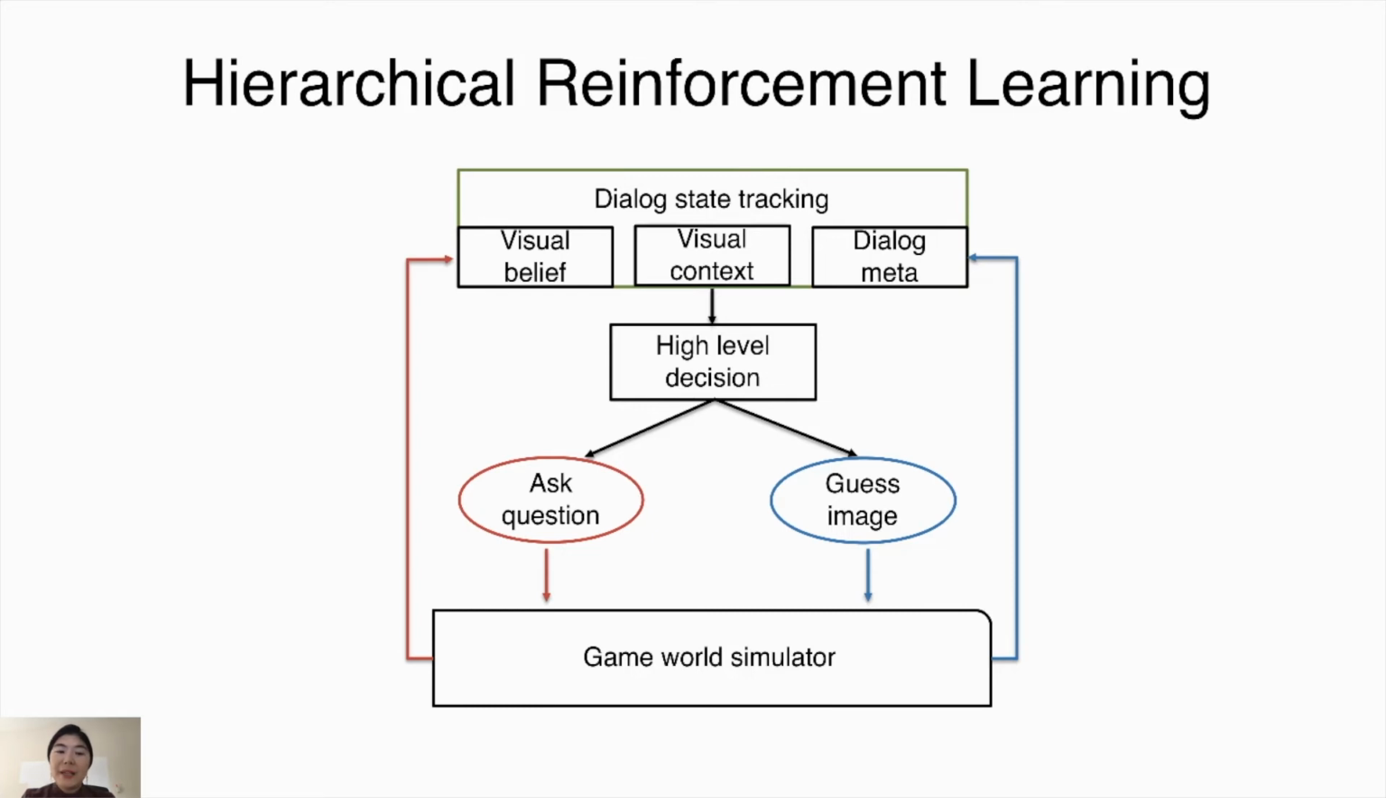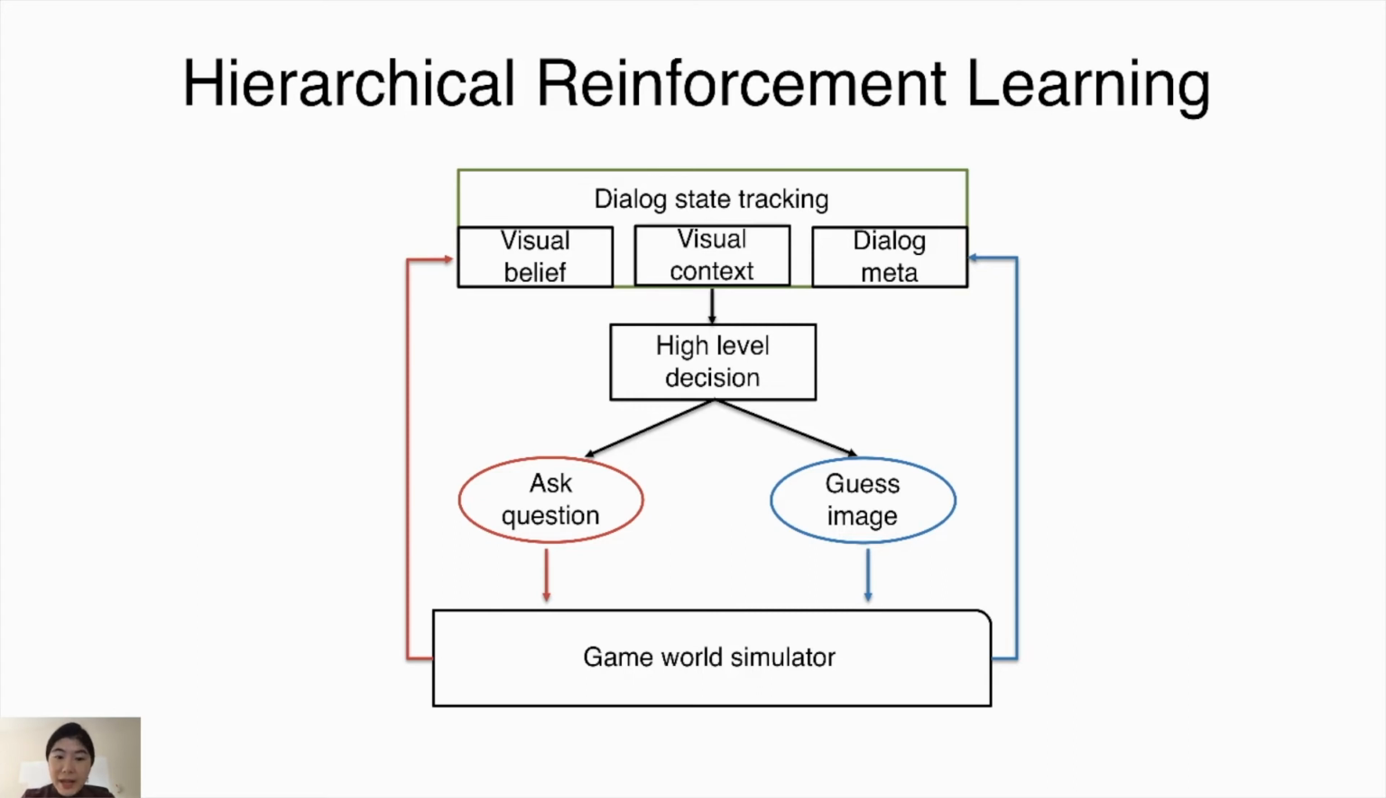Your dialogue meta information is updated in that you just asked a question, and your previous action is asking a question. Now you go down again to your high level decision, and maybe you're good enough. For example, your visual context is really peaky. One of the images stands out, and everybody else is really low. Then you can make a guess. You're going to guess, hey, this is the image.